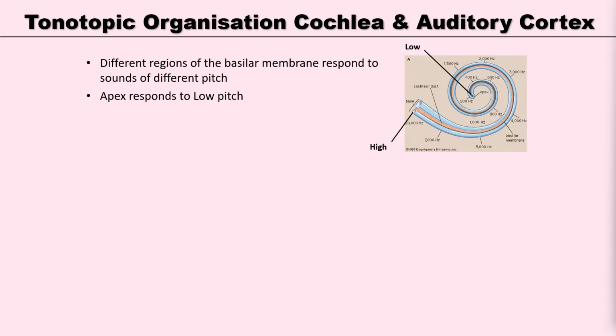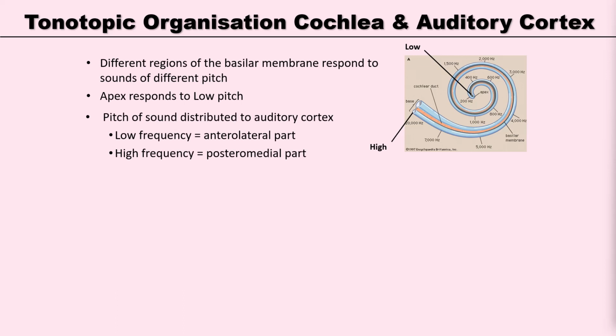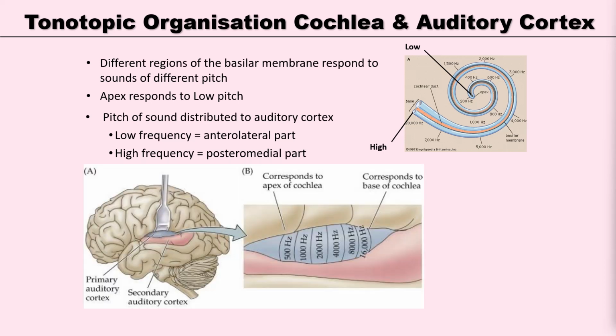The frequency is distributed to different regions of the cortex. Low frequency from the apex is taken to the anterolateral part of the Heschl's gyrus, whilst high frequency from the base is transmitted to the posteromedial parts of the gyrus. You could think of low sound being transmitted from the anterolateral part to help you remember.